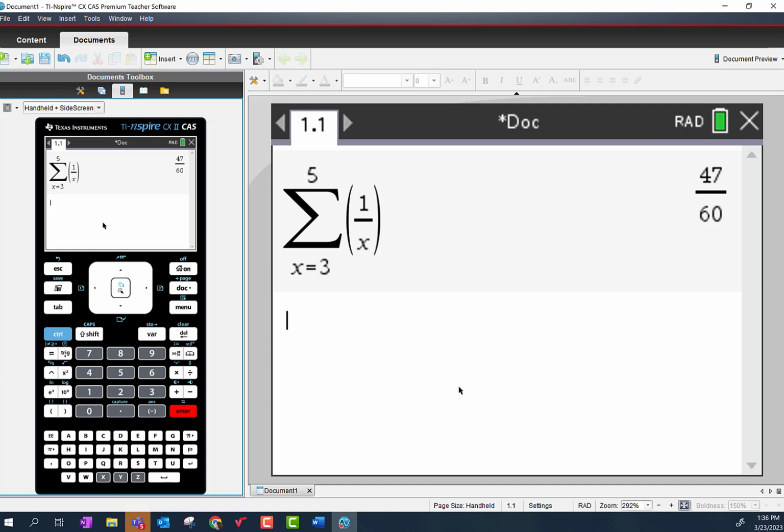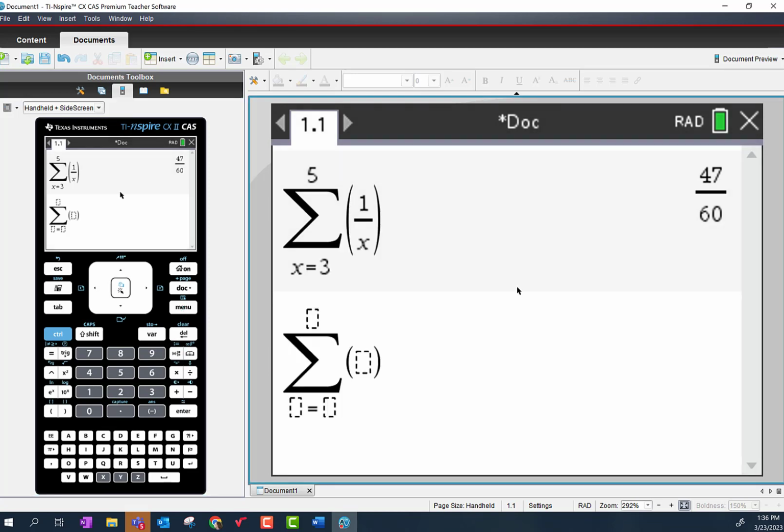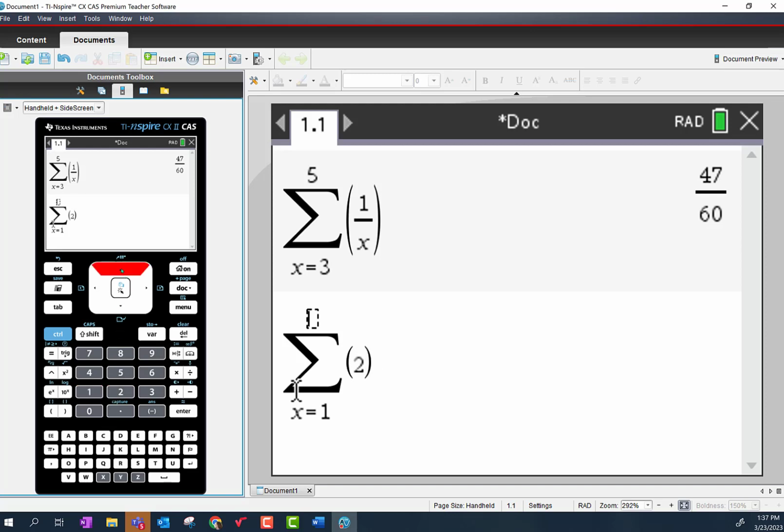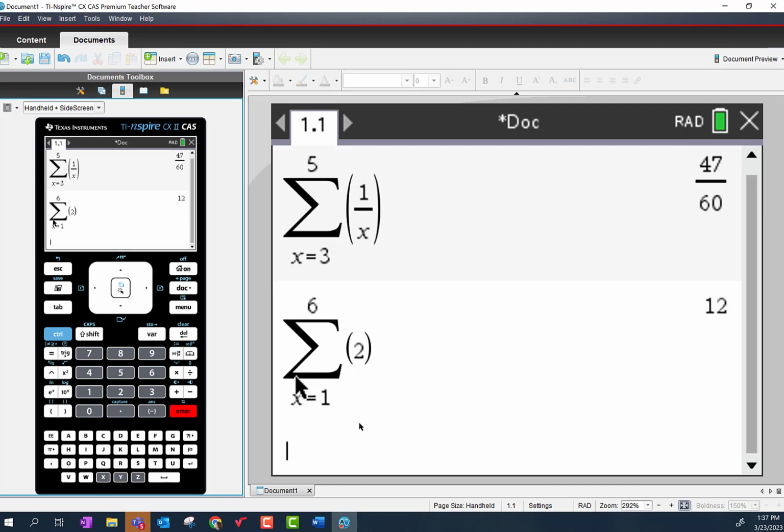Okay, let's try the other one. Let's see if it behaves. I don't know if it's going to behave at all, but we'll try. Go to our palette. We're going to do x goes from 1, and we just have a 2 there. Goes from 1 to 6. Let's see how smart the calculator is. And it was able to do it. It's 12. Okay? We'll do more on the calculator in this unit, but that's one using sigma notation.